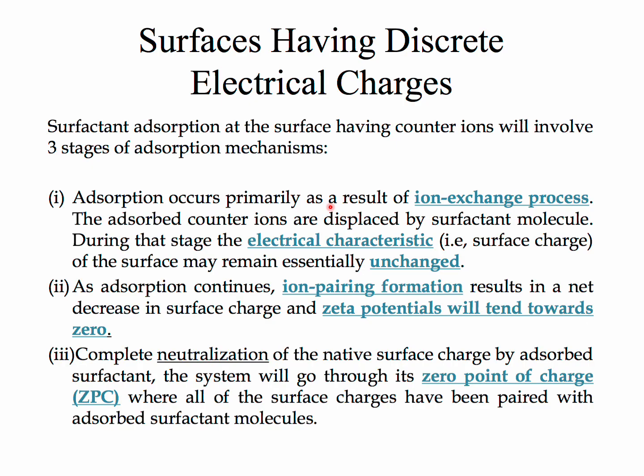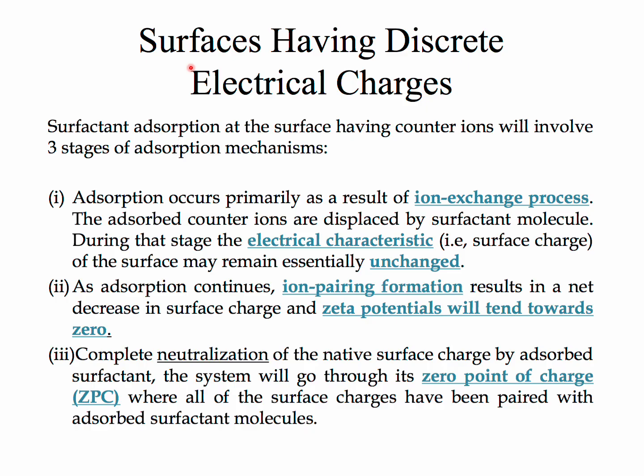Alright, so let's summarize the mechanism of surfactant adsorption on surfaces with discrete electrical charges. In a system where the surface already has counter ions, counter ion means the ion that has a different charge from the solid surface. Let's say in our previous example, we have positive charge, so the counter ion is a negative ion. The adsorption process typically occurs in three main stages.